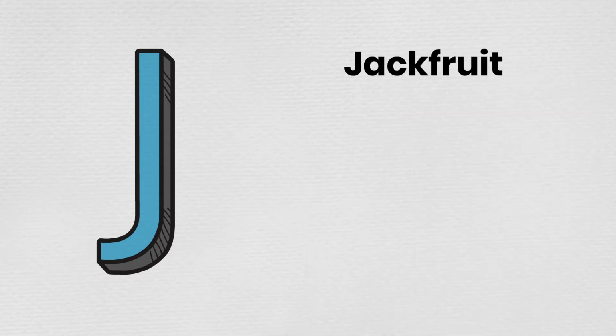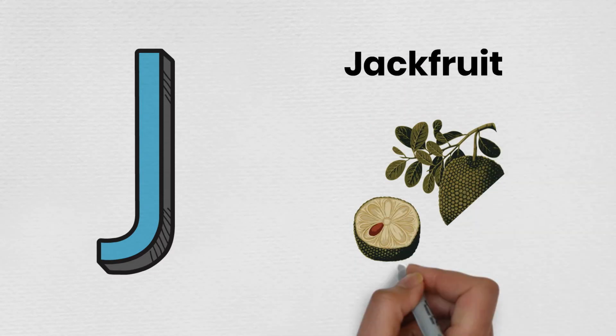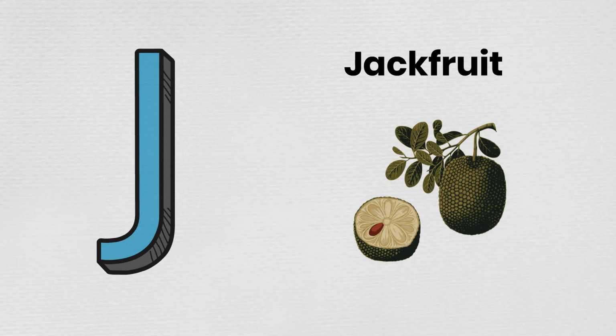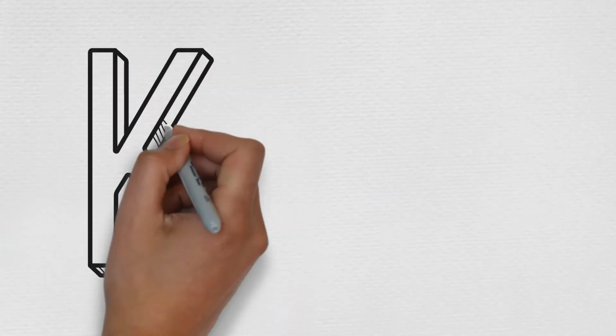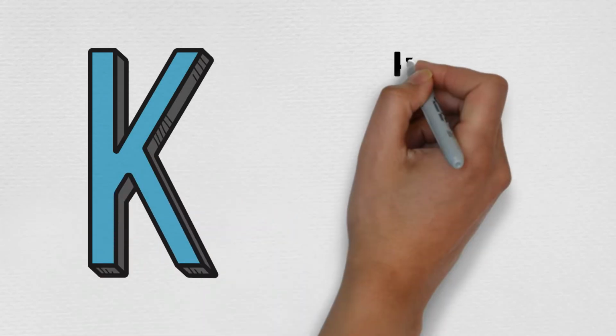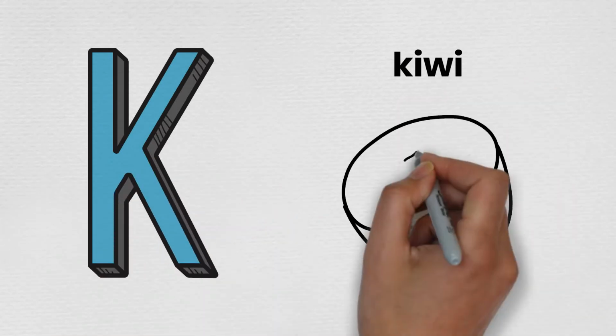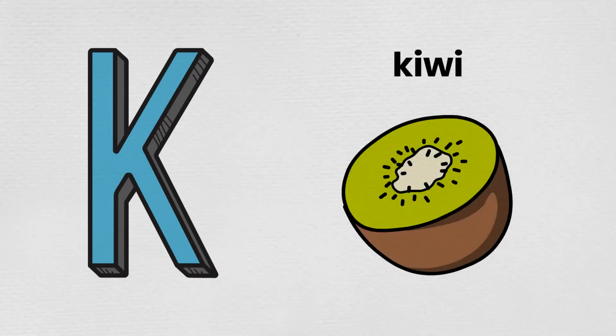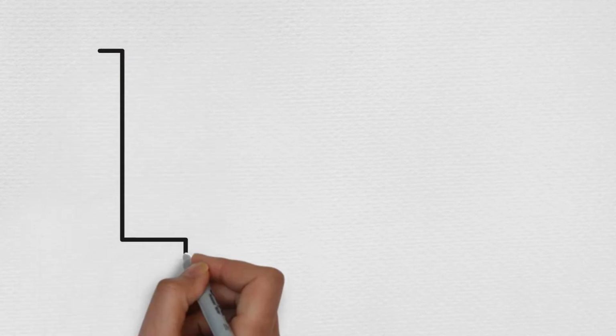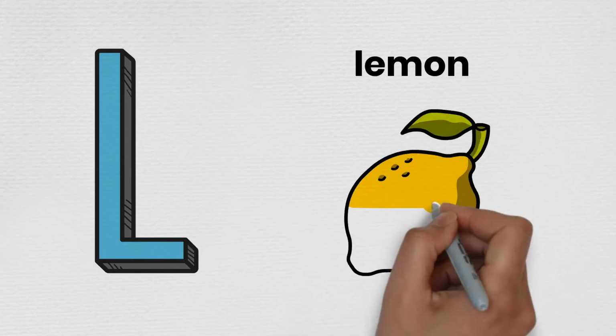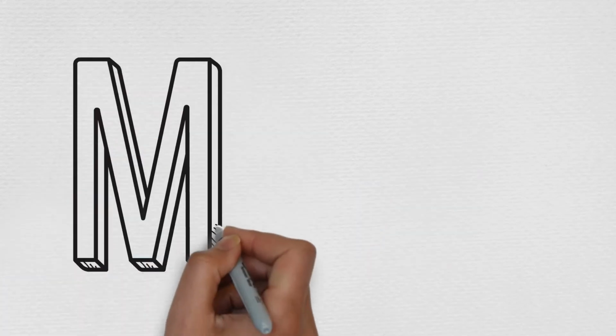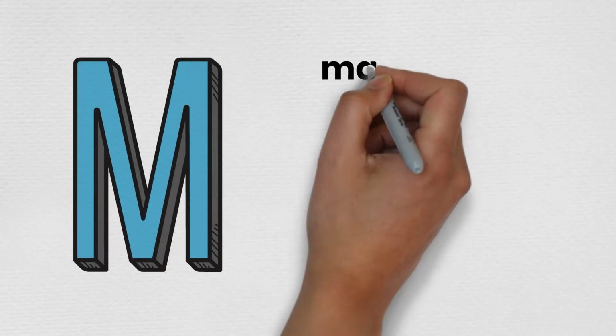J is for jackfruit. K is for kiwi. L is for lemon. M is for mangosteen.